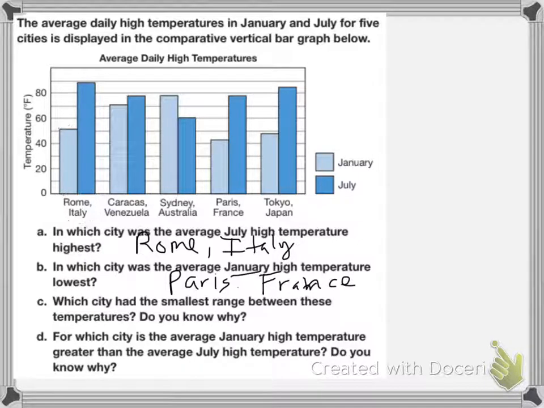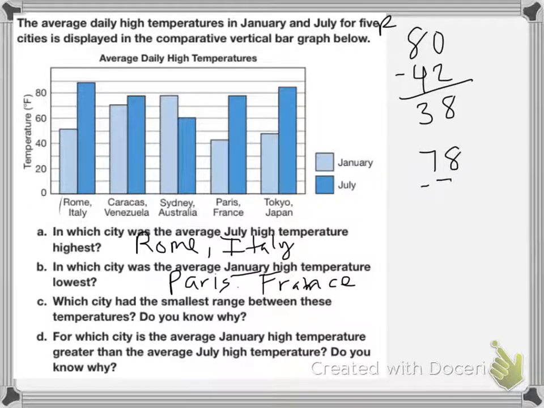The next one says, in which city has the smallest range between temperatures? So the range is going to be the highest number minus the lowest number. For Rome, it would be 80 minus 42, which equals 38. For Venezuela, it looks like it is about 78 minus 70, so that's going to be 8 degrees difference for Venezuela.